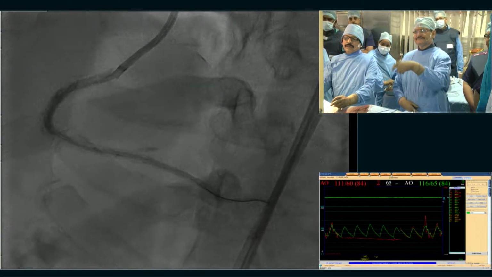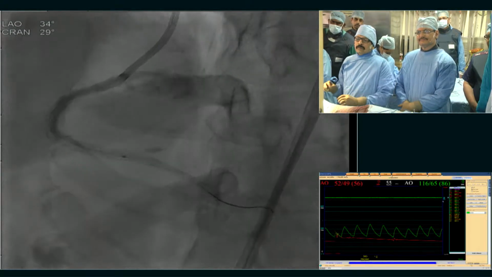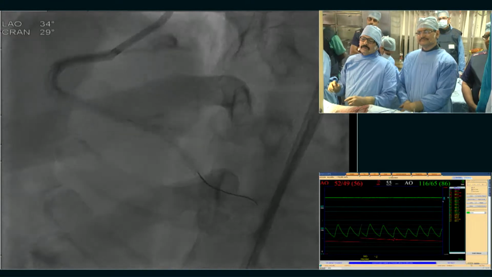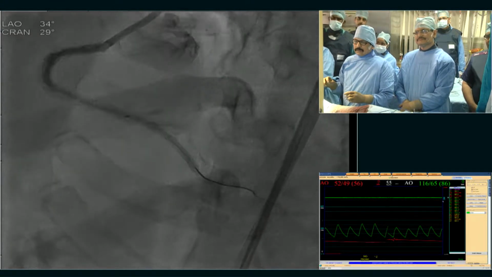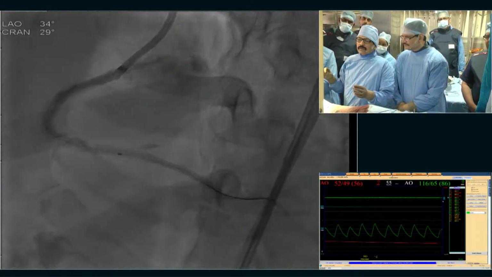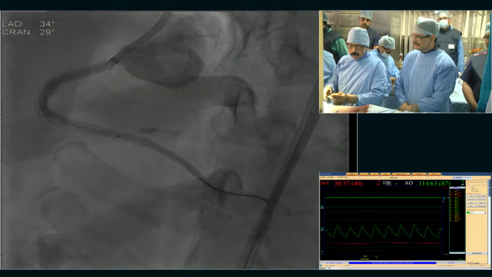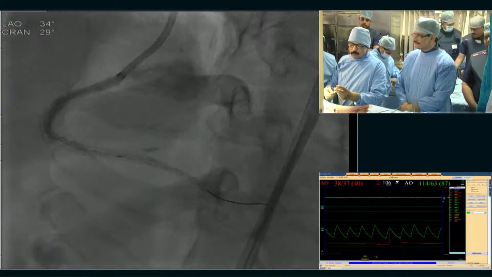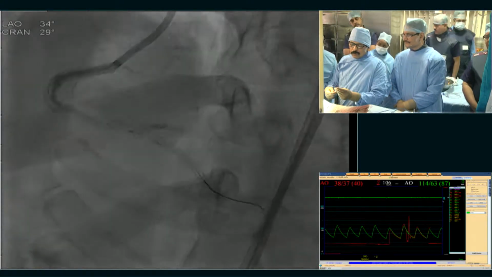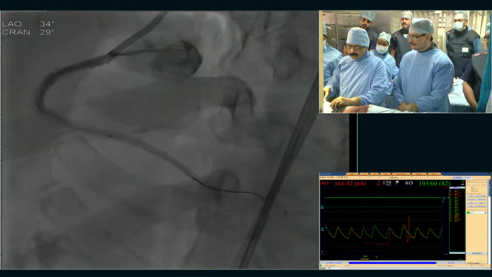Yeah. Okay. Now you can enter. Still a lot of ISR is there. Whisper also is a good wire. I will try even Whisper also. Give me Whisper.